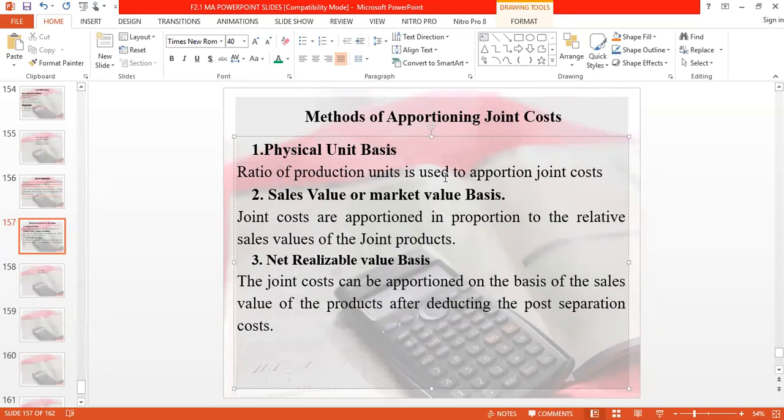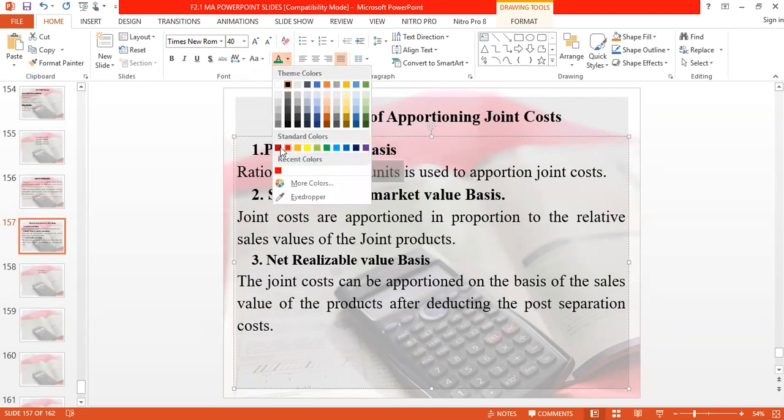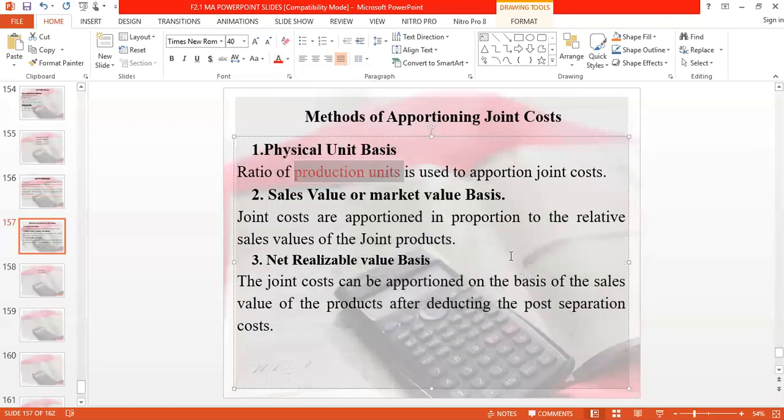The key word is ratio of production units. So you must look for production units in the question. Once you get production units, you get the ratio of production units. That is what is used to apportion joint costs. That is which method?